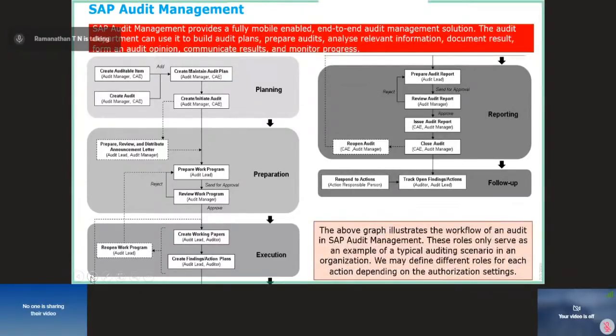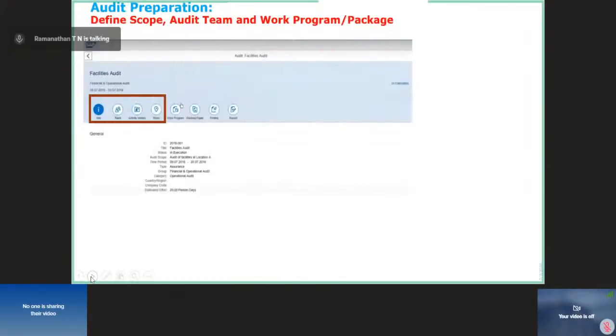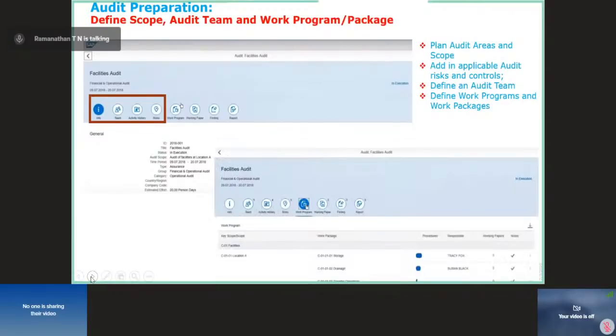So this is the sort of structure we have. This is just to demonstrate how you plan, where you have definitions of audit facilities, what that audit is, all that bit of definition.